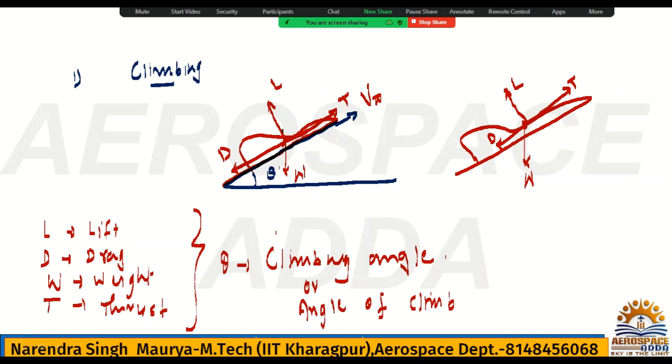In 12th standard mechanics, we had seen if this is theta, then this angle is also theta. Yes or no? So you can say the weight components will be W cos theta, and on this side W sin theta. Agree? Check. This should be very clear. Okay. So that flight path angle, because it is not flying in a horizontal condition, it makes an inclination from the horizontal called the angle of climb or climbing angle. All right.